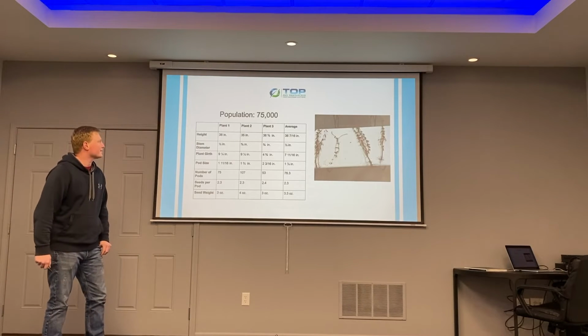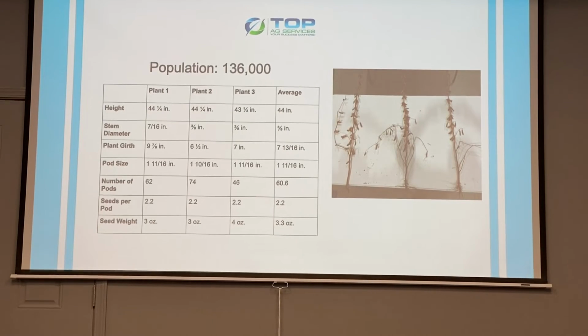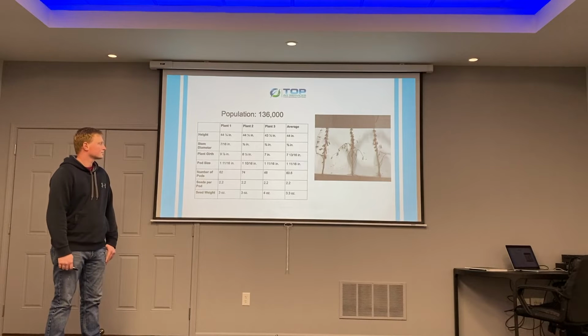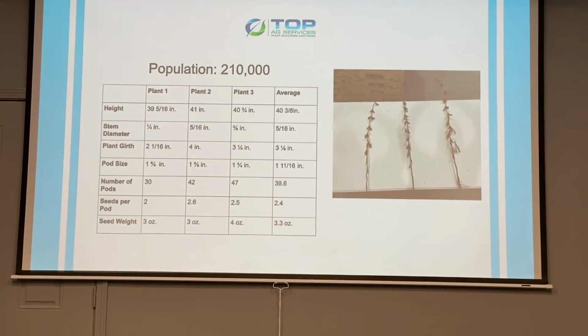So here's the 75,000 population and the individual data from each plant, along with the average on the side. The 136,000 population. And the 210,000 population.